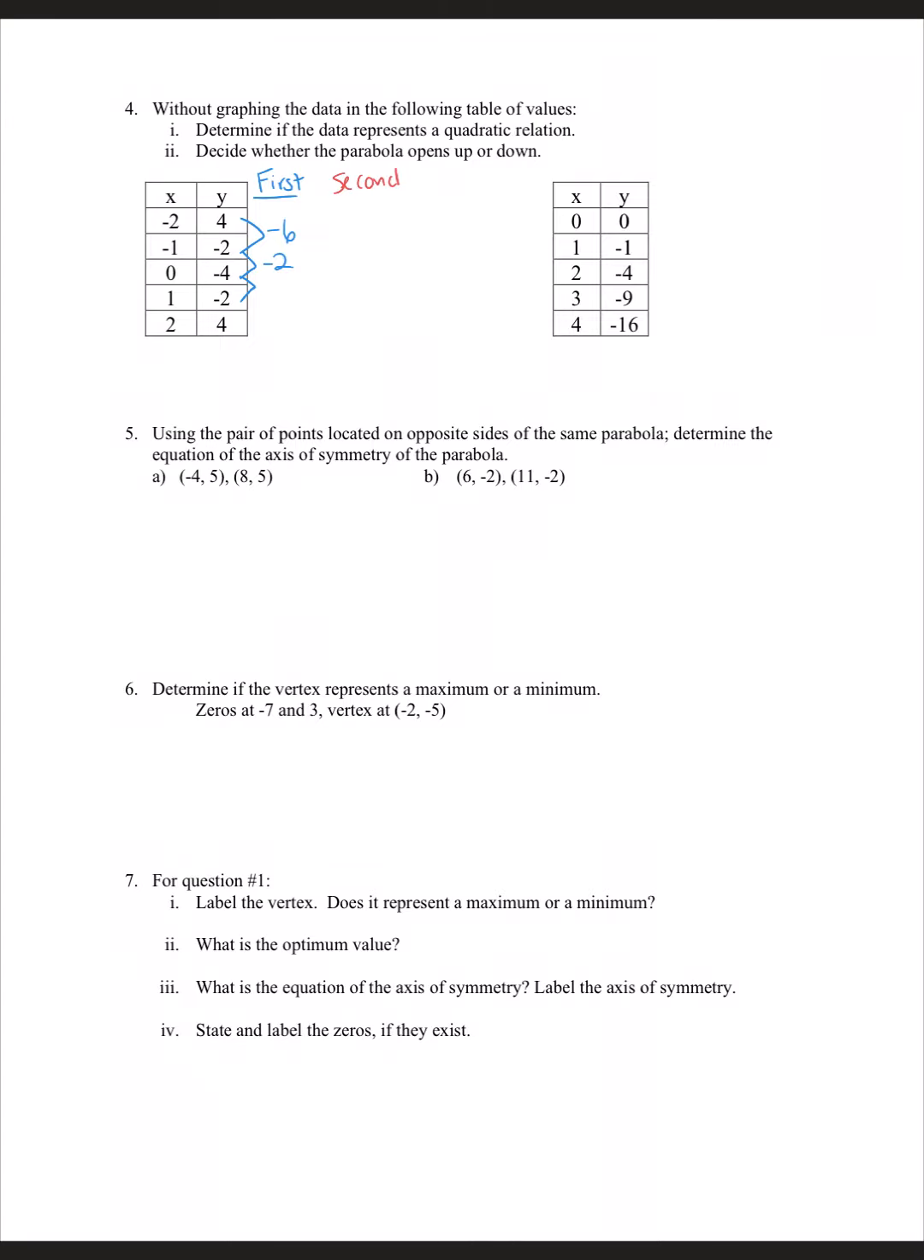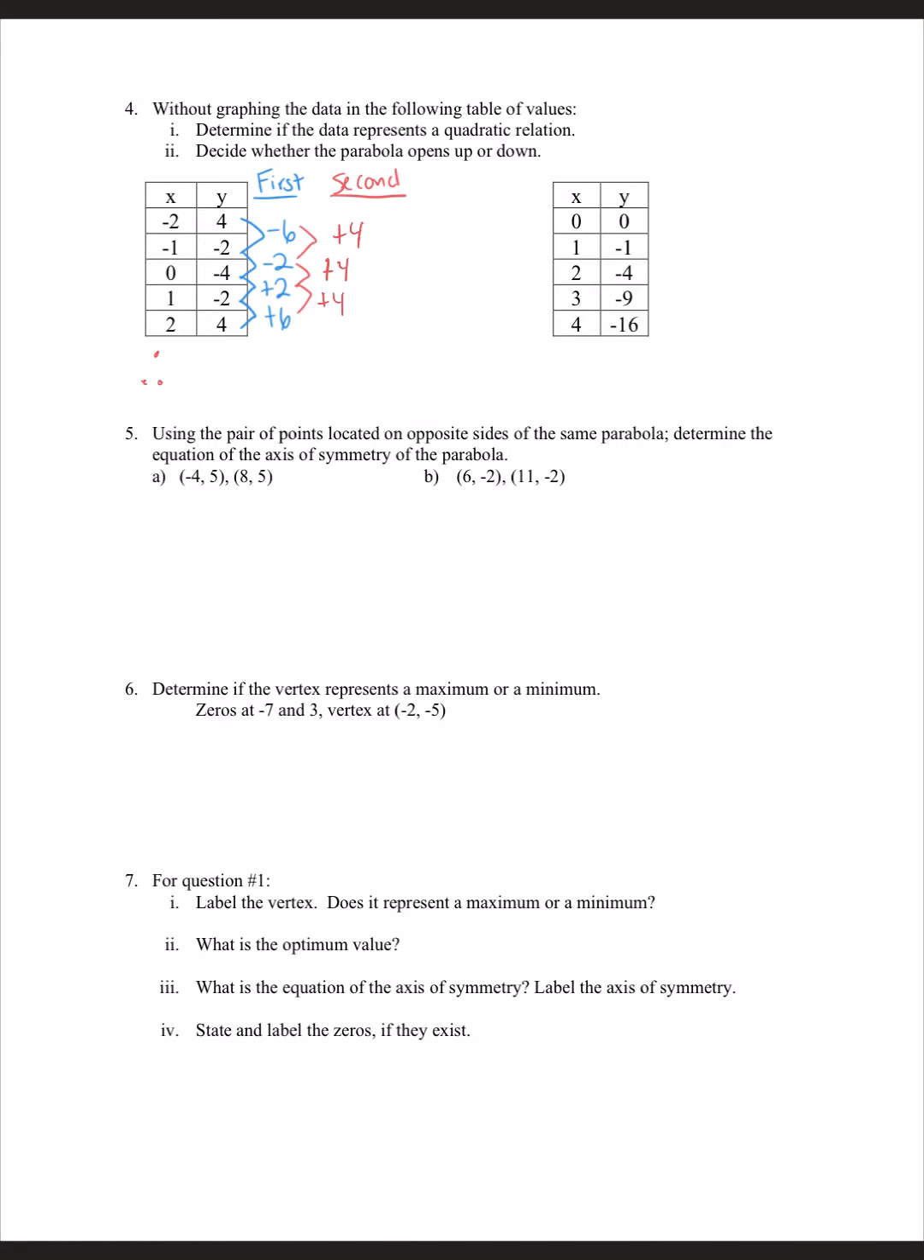Then we switch directions. We go from -4 to -2, which means I'm going up by 2. And then finally from -2 to +4, we're going up by 6. So my first differences aren't constant. We'll take a look at our second differences, which just compare our first differences. As we go from -6 to -2, we are increasing by 4. Then we go from -2 to +2, again an increase of 4. And finally, we go from +2 to +6, another increase of 4. So now we can see our second differences are constant, which tells us it is a quadratic.